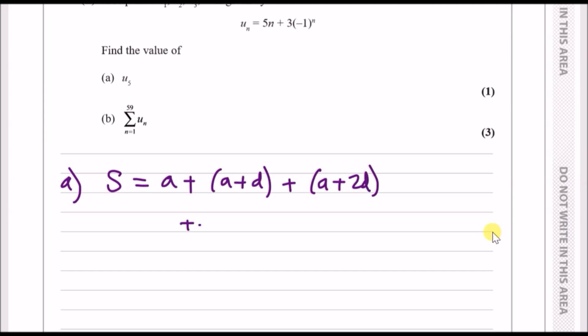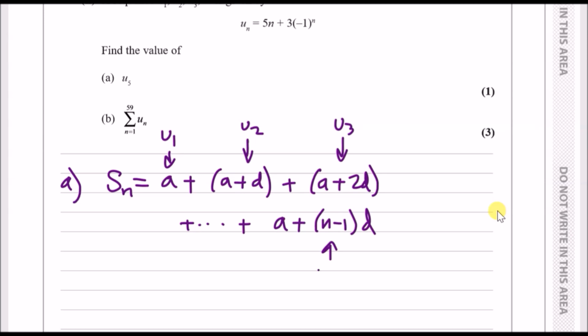So once we keep on adding loads and loads of results, if we want to add up all the way to, let's say, n terms, so this is basically Sn, we're going to keep on adding until we get to a plus n minus 1 d. Because if you think about it, this is the first term u1, this is the second term u2, third term u3, so a plus n minus 1 d has to be un.